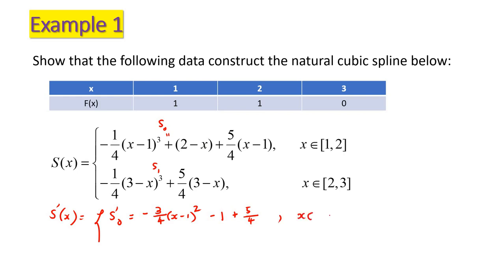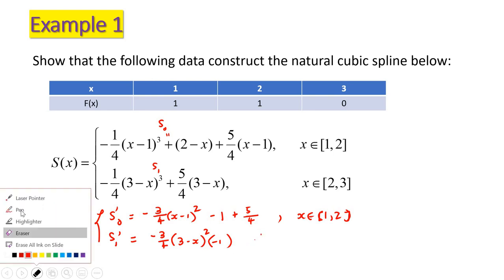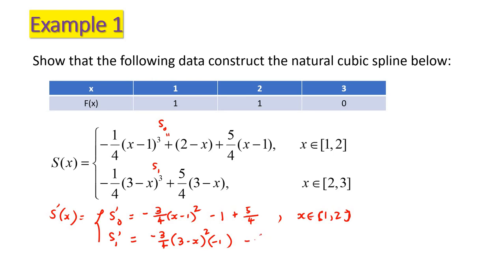for x from 1 to 2, including, so square bracket. For S1, we differentiate it. You have negative 3 over 4 times (3 minus x) squared. Differentiate 3 minus x, you have negative 1. So differentiate 5 over 4 times 3 minus x, you have negative 5 over 4. This is for x from 2 to 3.